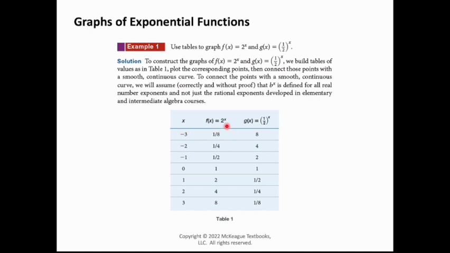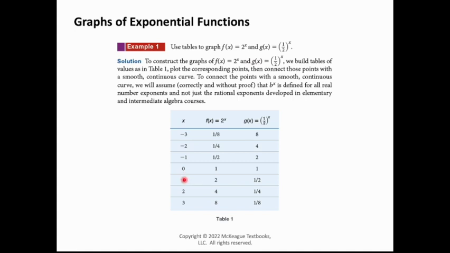If I plug -3 into the function 2 to the x, I would have 2 to the -3. The negative in the exponent means to take the reciprocal. And if I take 2 to the third, that gives me 8. And then I take the reciprocal because the exponent is negative. So there we have 1/8. When we plug in -2, we're going to get 2 to the 2 is 4. But because our exponent is negative, we take the reciprocal, which gives us 1/4. Okay, so when we go through and plug that in, we're going to get these values here.